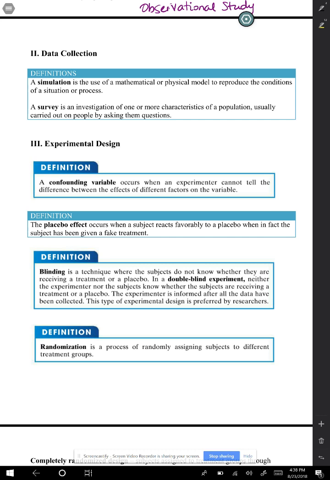And this is actually the most preferred type of experiment because there can't be any kind of bias in it, since neither the experimenter nor the subjects know who's got which treatment.